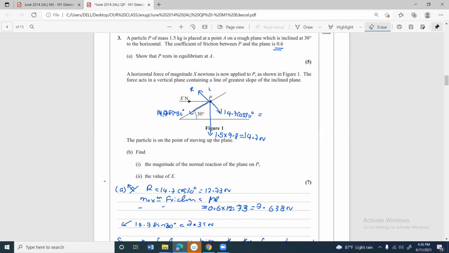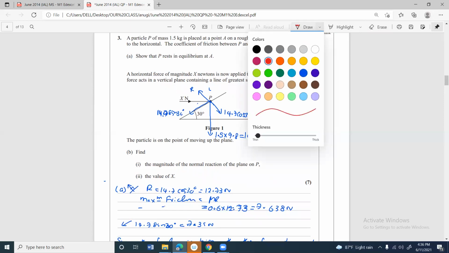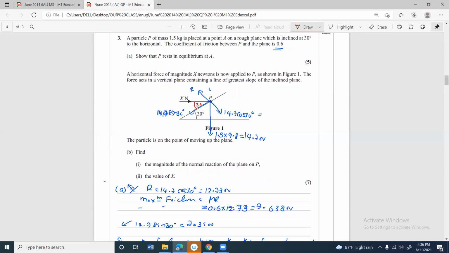A horizontal force of magnitude x Newton is applied to P as shown in figure 1. The force acts on the vertical plane containing the line of greatest slope of the inclined plane. The particle is now on the point of moving up the plane. So now you can see from here, if this angle is 30, this angle also turns out to be 30. Therefore, the two components of x: this is x cos 30 and this is x sin 30. That is a fact we have to understand.